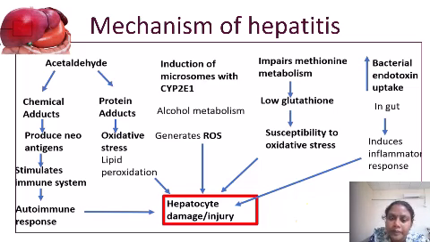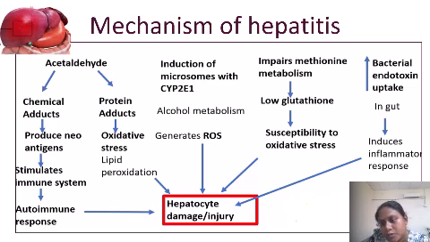The alternate metabolizing pathway, that is the microsomal cytochrome P2E1 enzyme system, can also result in the generation of reactive oxygen species. Alcohol is known to impair methionine metabolism, which will reduce the glutathione. Glutathione has an antioxidant activity. So when these levels are reduced, it is going to result in excess oxidative stress. So this in turn leads to hepatocyte injury.